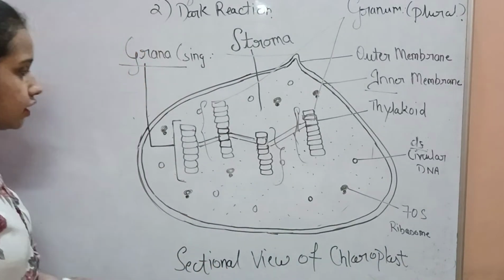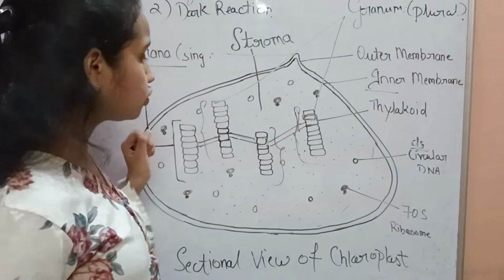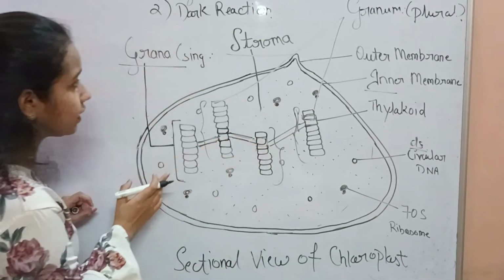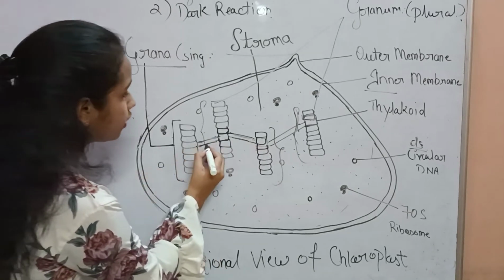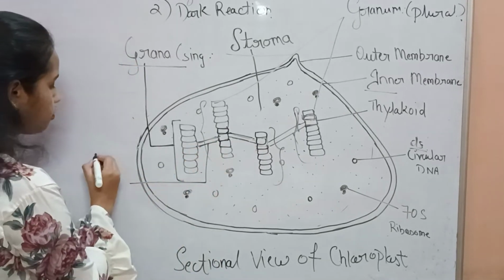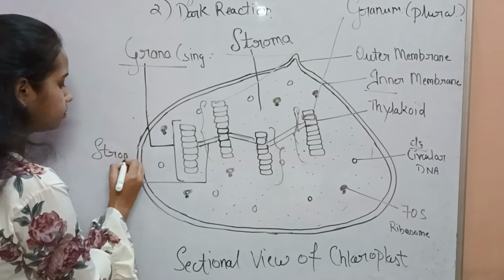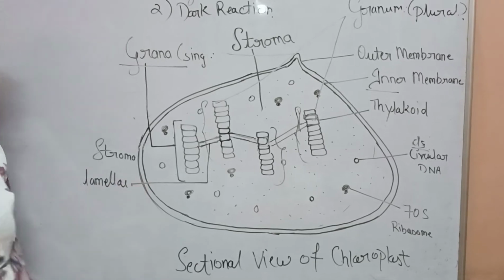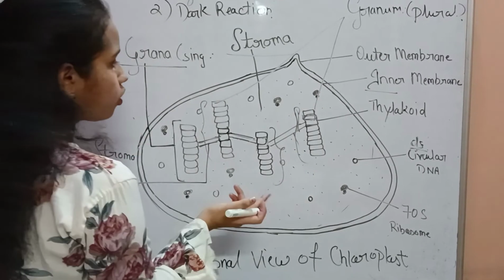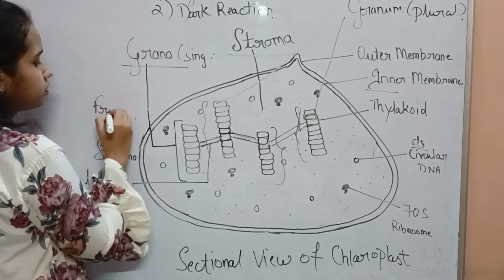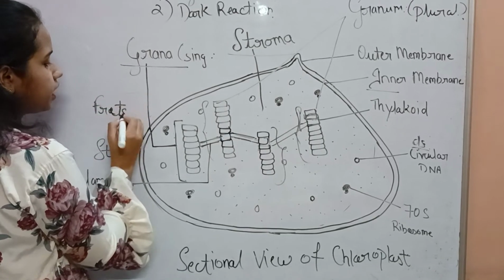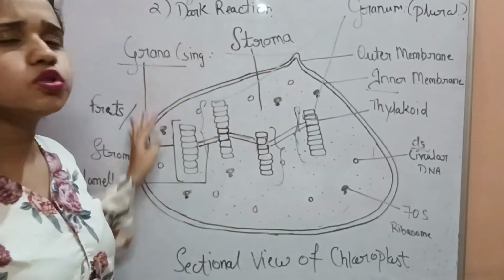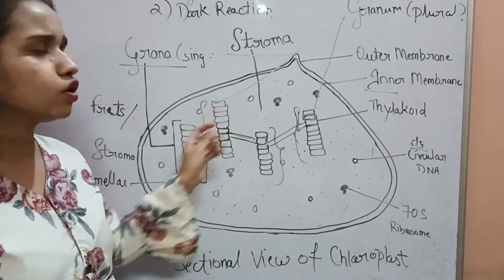Next we'll proceed with stroma lamellae. These membranaceous tubules which connect grana are known as stroma lamellae. Stroma lamellae are also known as frets. So this was all about the structure of chloroplast.